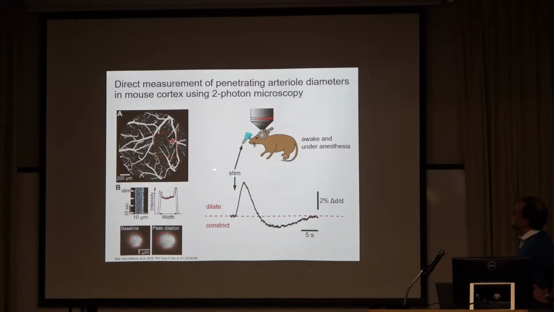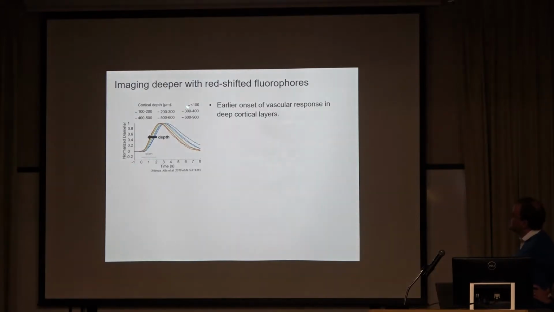If you stimulate the mouse, for example, with an air puff which deflects the whiskers, you have a dilation, you have a constriction. Depending on where you look at, it looks a little bit different, but that's the general pattern. And if you look at many vessel segments over a lot of cortical depths, you see an interesting behavior which is not really understood.